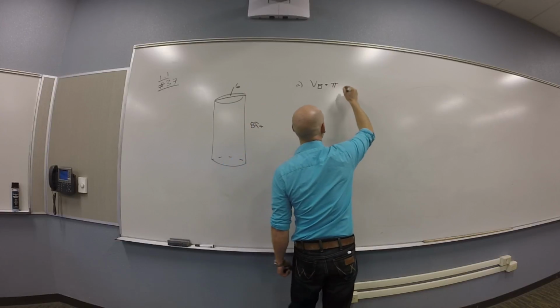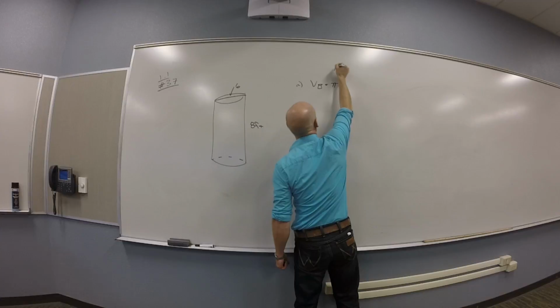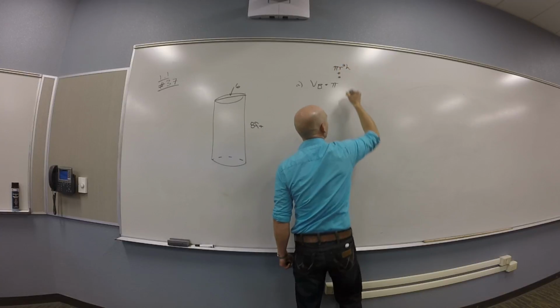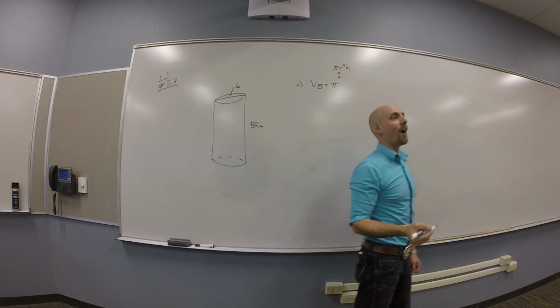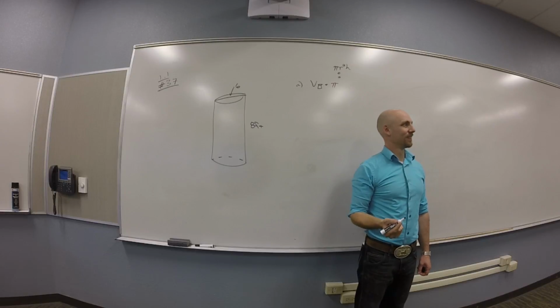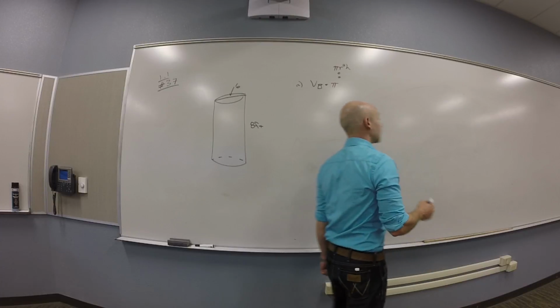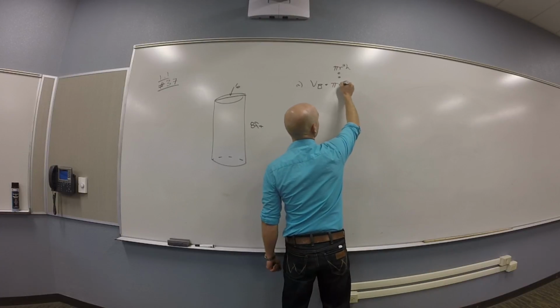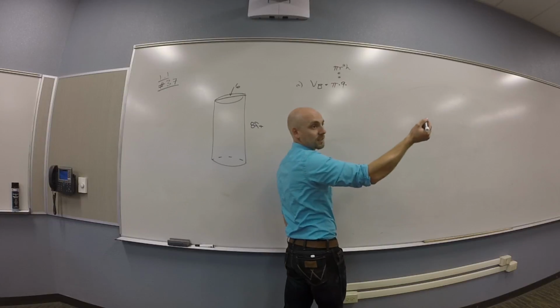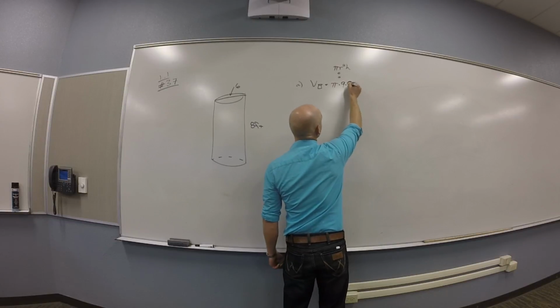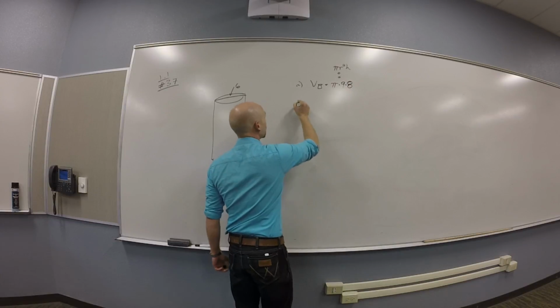Okay, so I'm liking this thought. So we're going to think pi r squared h. Okay, so I'm down with pi. I know what that is. What's the radius? Radius is 3. So r squared is 9. And then the height is 8. Okay, good. A was easy.